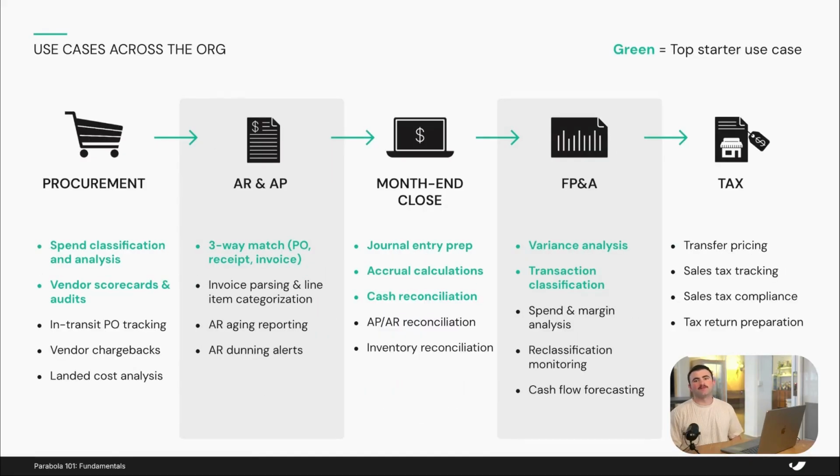To make it more specific, here are some examples of common use cases we've seen dozens of other finance and accounting teams successfully deploy in Parabola. This is by no means a totally holistic list, but it does do a good job of calling out use cases that usually share those common characteristics of really strong Parabola use cases. Things like variance analysis, three-way matches, preparing journal entries, and auditing invoices.